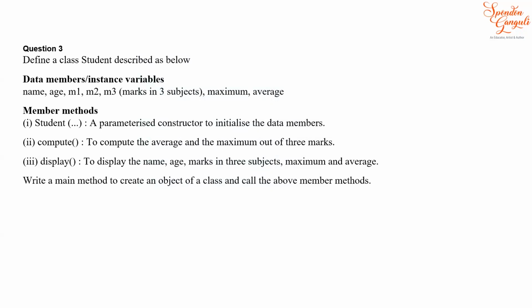So here is the question: define a class Student with data members name, age, M1, M2, M3, maximum and average. Then we have a parameterized constructor. Parameterized constructor means the input values will be initialized through parameters, then a compute method and a display method. Then you have to write a main method, create an object and call the above member functions. Let's see the solution.